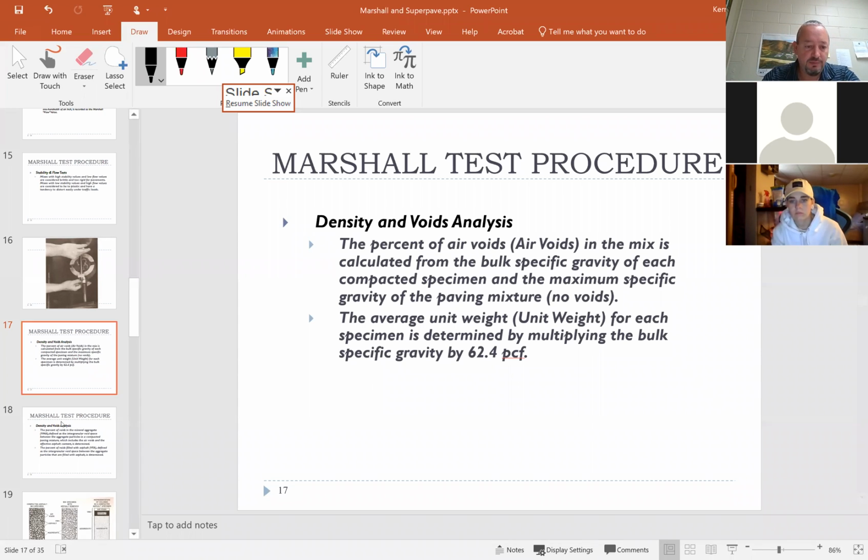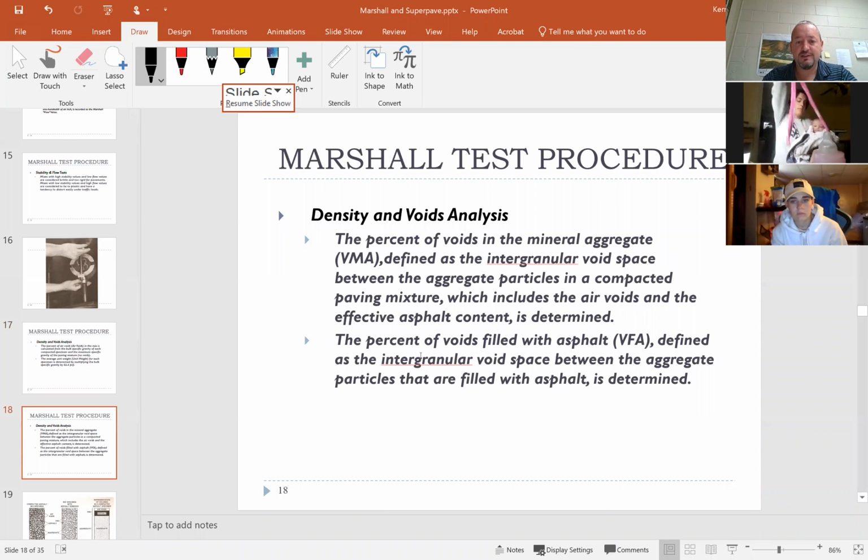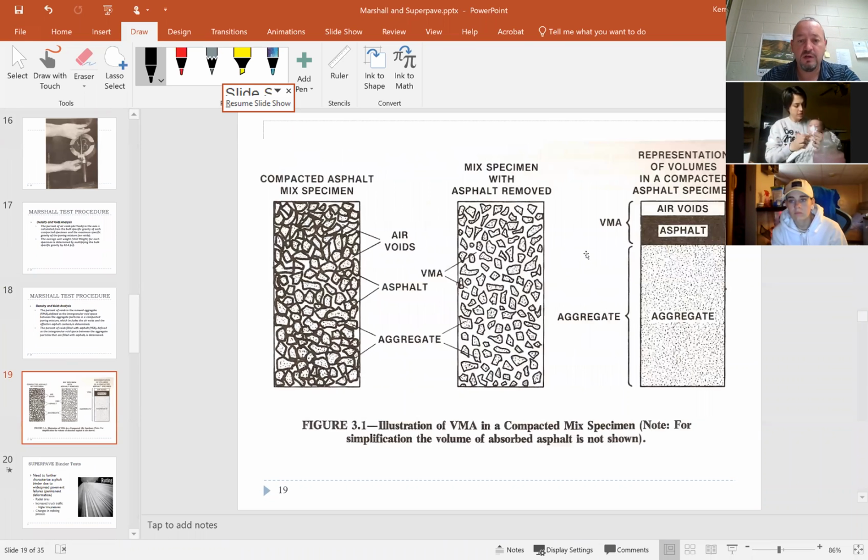So those things would be important for our analysis. So here's the VMA and the VFA I talked about. There's a good picture here of this. So what are the voids in the mineral aggregate? Well, those are these voids in between, you might see in between each of the aggregate here.